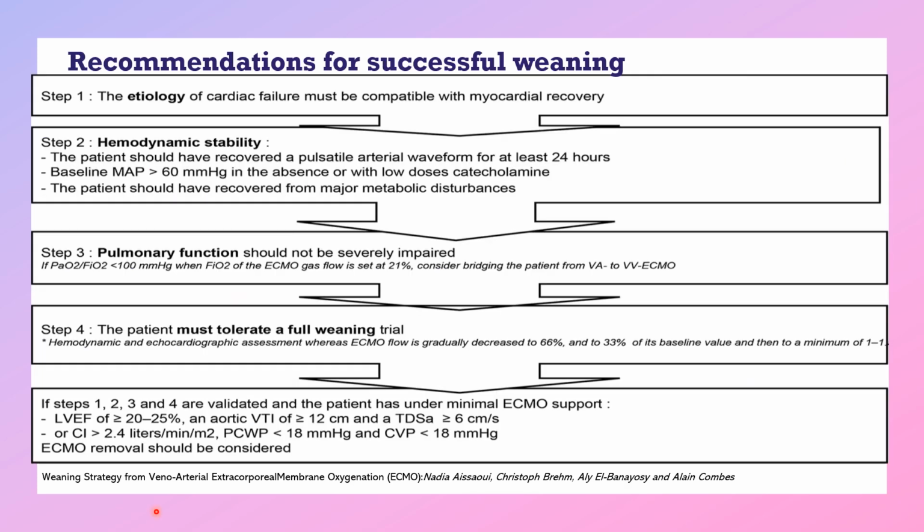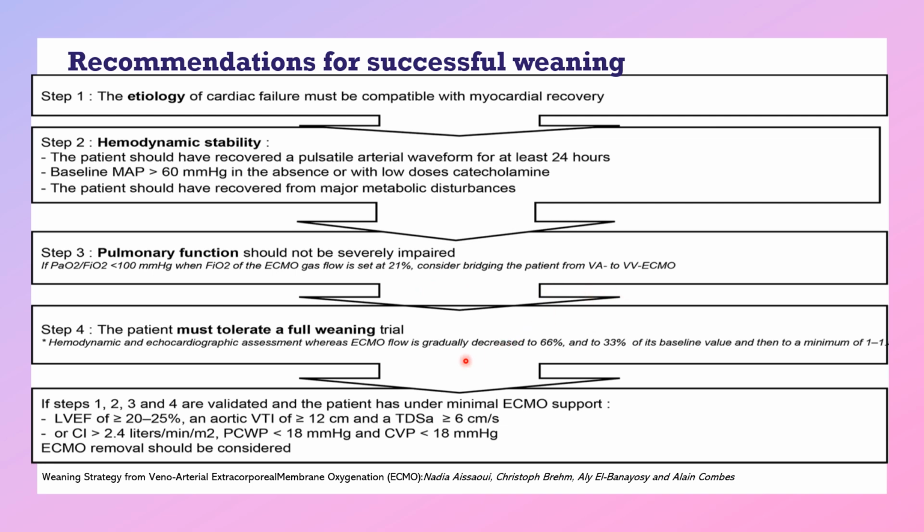Here's a simple summary of recommendations for successful ECMO weaning. First step, the etiology of cardiac failure is recovered. The second step is the patient is hemodynamically stable, and this was defined in the previous lecture. Third step, the patient has good pulmonary function, and if the patient has PO2 over FiO2 less than 100 millimeters of mercury, and if you used FiO2 from the ECMO side at 21%, we can bridge the patient to VV ECMO.